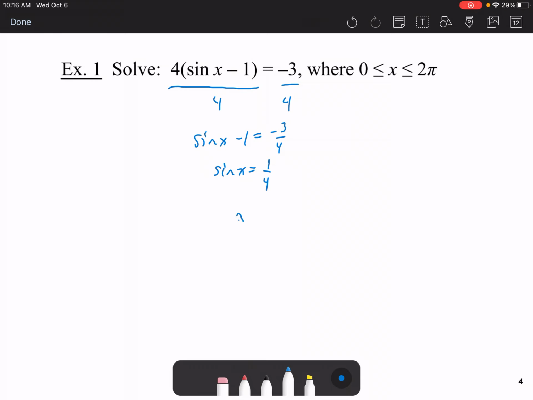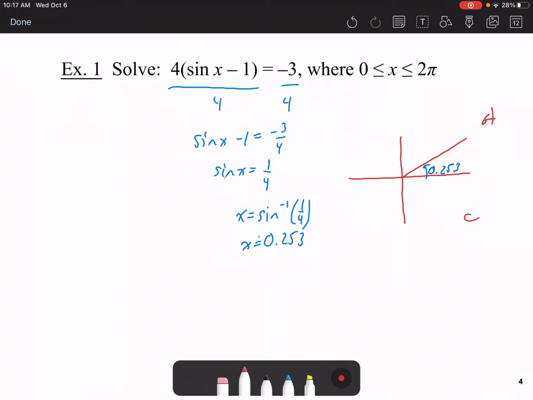So in order to solve for x, I do the sine inverse, or arc sine, of 1/4. This one does not actually relate to a special triangle. So when we do the sine inverse of 1/4, I get approximately 0.253. So this related acute angle is 0.253.